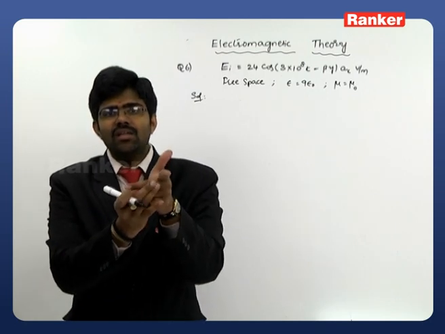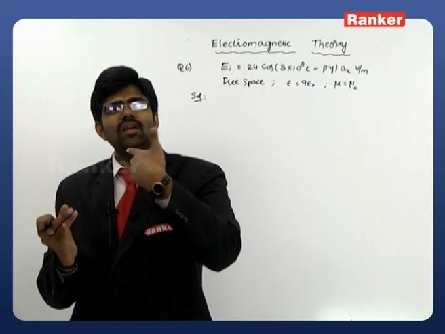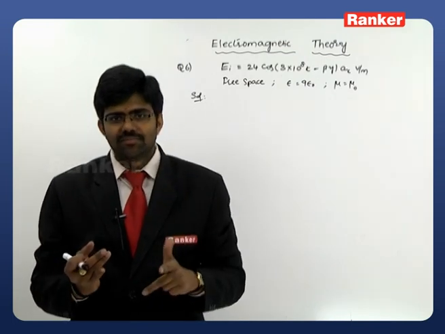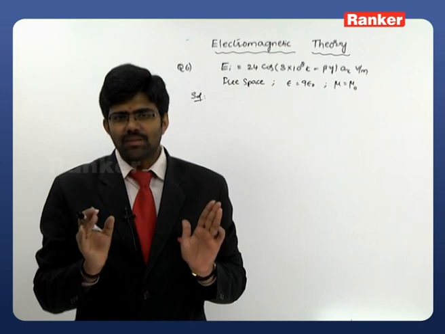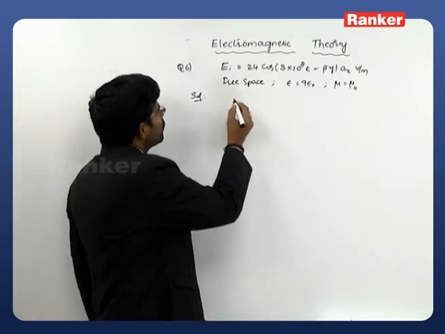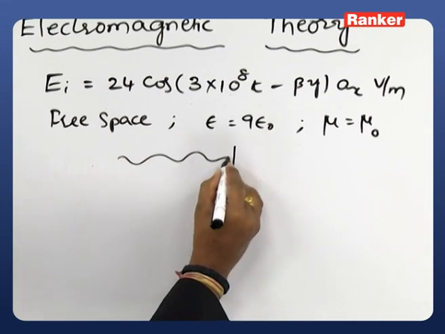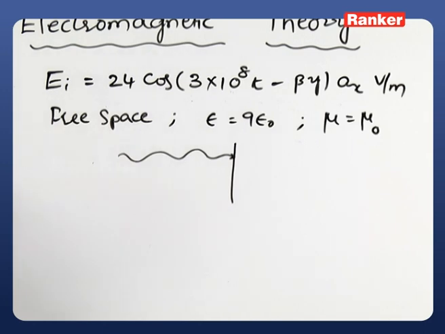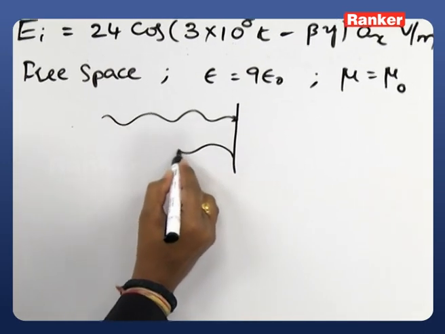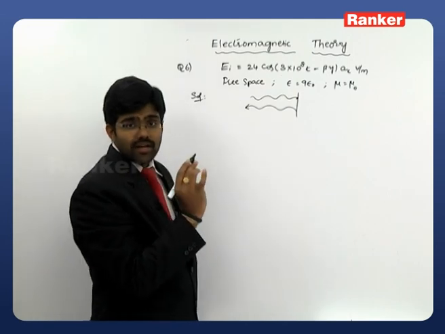And the electric field initially is in the positive X direction, but after reflection it will be in the negative X direction. Right? So with these basics, we will try to write down the equations. Now clearly observe, initially the wave is traveling in free space in the positive Y direction. It takes a reflection and the reflected wave will be traveling in the negative Y direction.